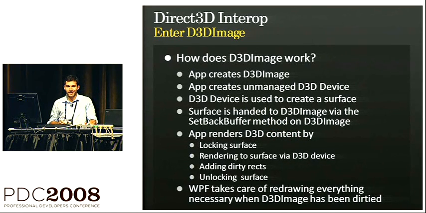So here's the order of operations when creating an application that's going to use D3D interop. I'm going to go through this quickly because we don't have a lot of time here. Basically, your app will create a D3D image. Your app is going to create this unmanaged Direct3D device. The Direct3D device is going to be rendering to an off-screen surface, so that device just creates a surface. You hand that surface to our D3D image via the SetBackBuffer method. Then your app will render D3D content to the surface. It has to lock the surface, render to it, then you add dirty rects to it, and you unlock it, and you give it to us.